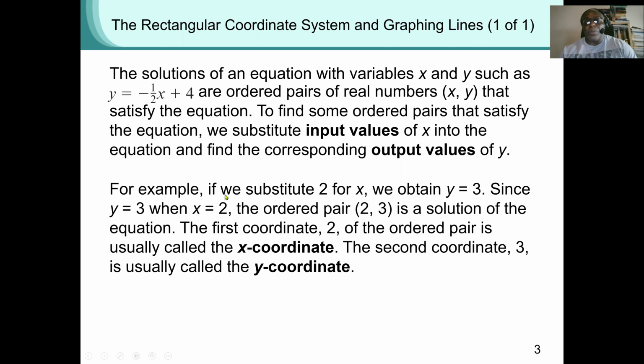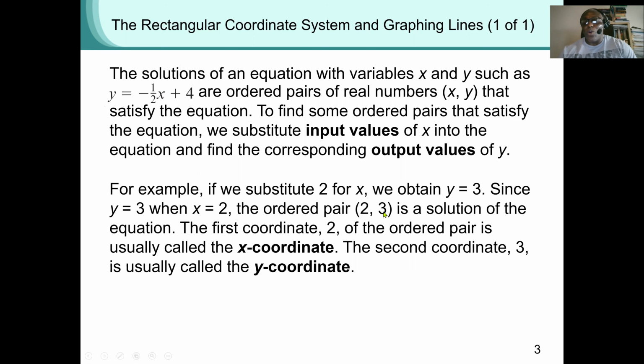So here we say, for example, if we substitute 2 for x, we obtain y equals 3. Why? Because it will be negative half times 2, the 2s cancel each other, and we get negative 1. Negative 1 plus 4 will give us positive 3. Now, since y equals 3 when x equals 2, we have an ordered pair (2, 3). Always the x value comes first. So x is 2, y is 3.